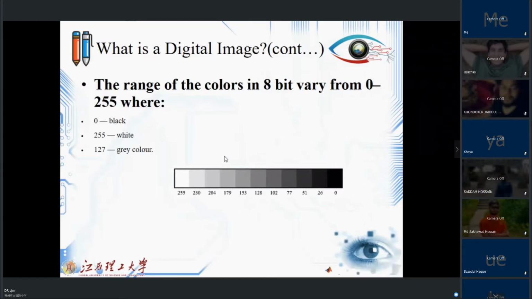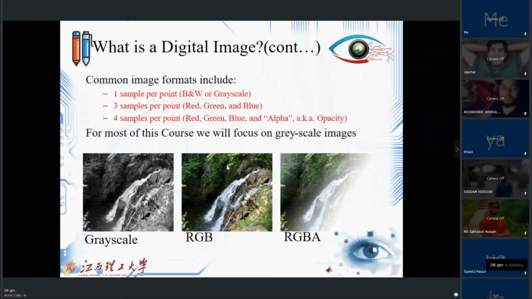Let us go much further ahead. This 255 is the extreme or maximum number, because we work on the 8-bit figure. Nowadays, maybe the figure bit has changed, but still this concept is valid and people work on that. Let us see the common image formats. We can have black and white or grayscale.